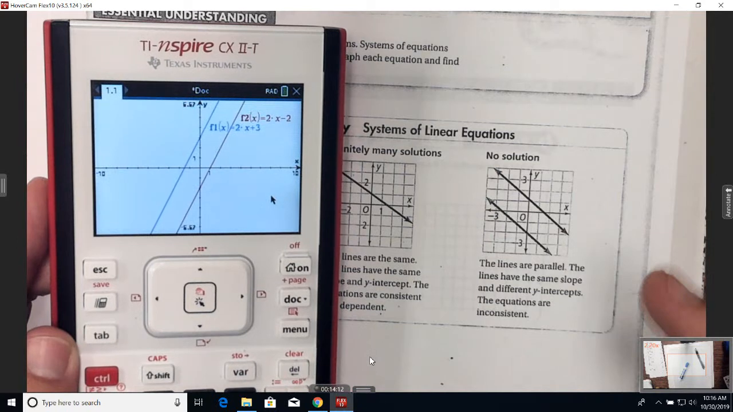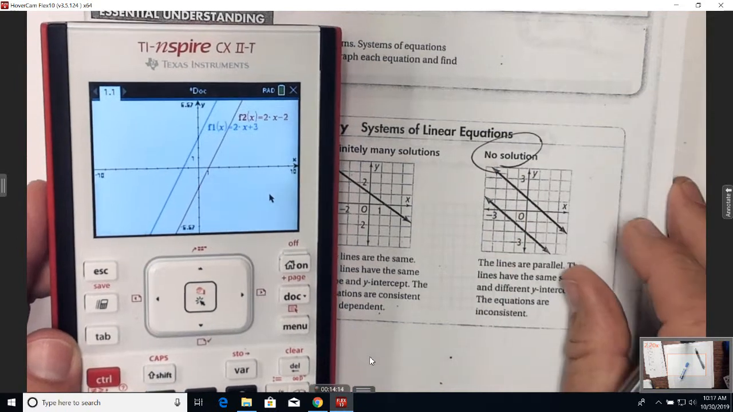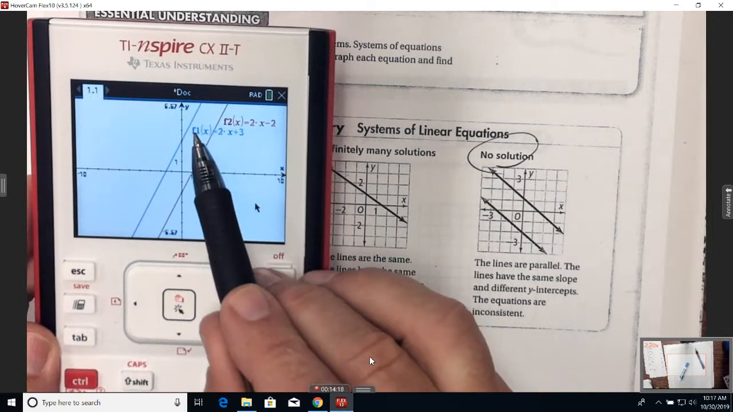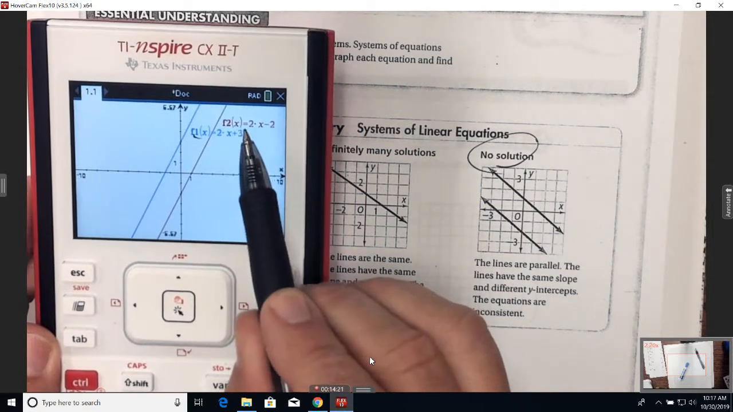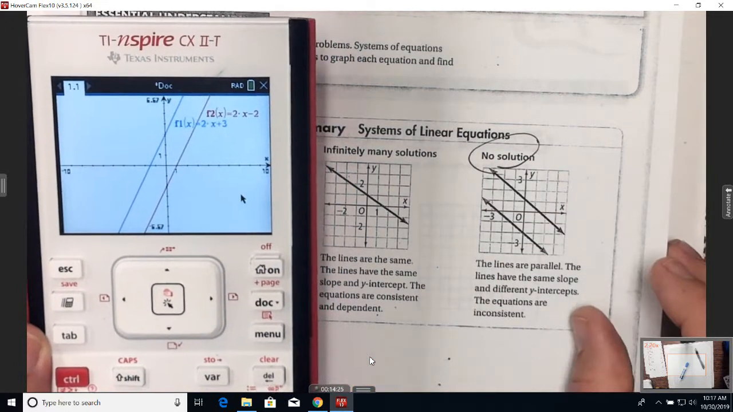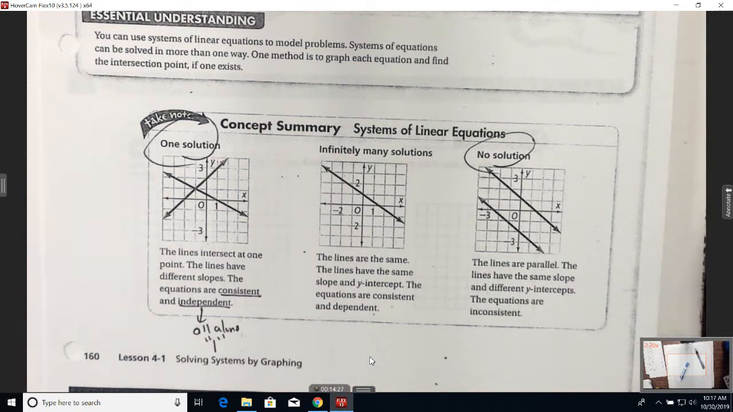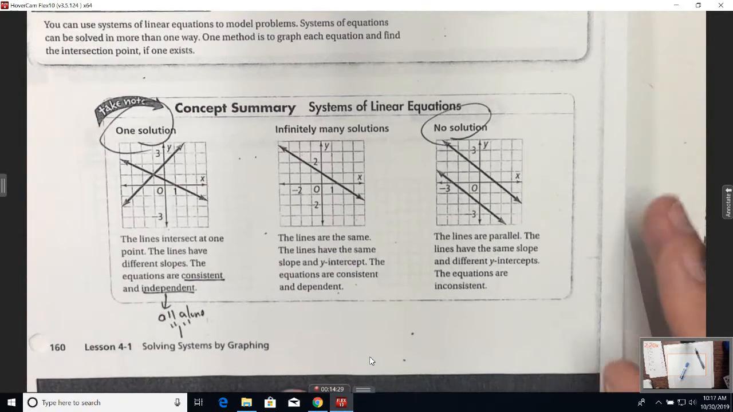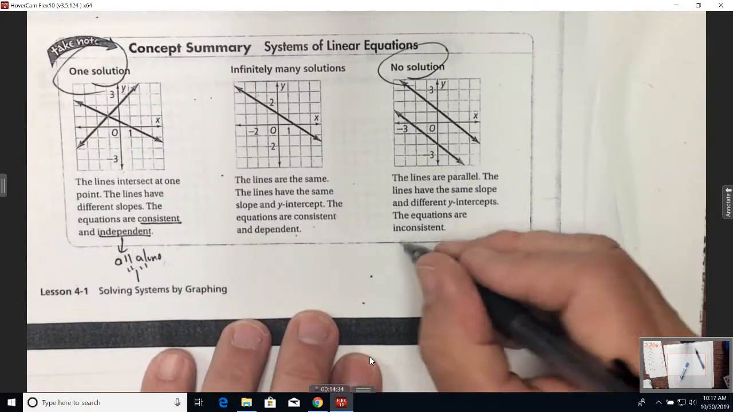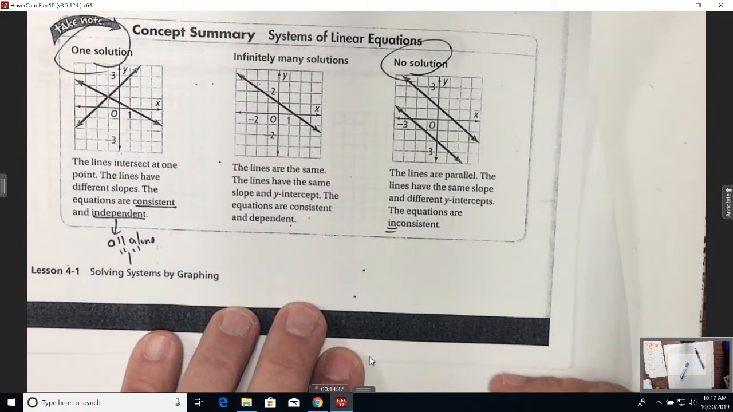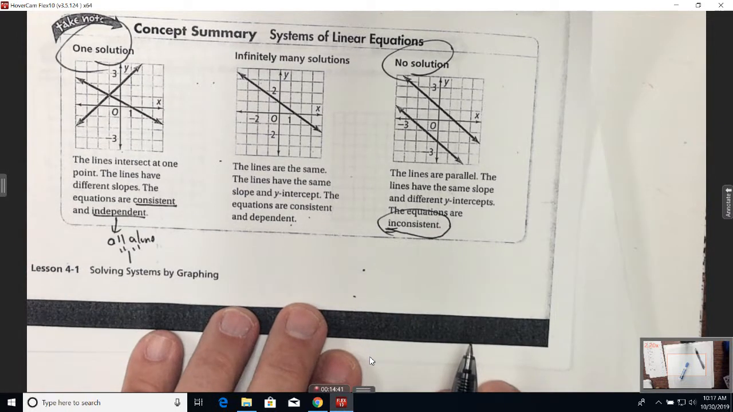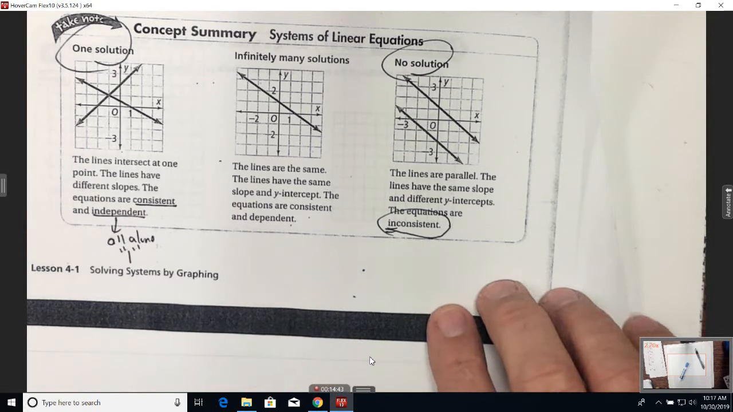Then that means if they never cross, there's never a point that makes the first equation true. There's never a point that makes this blue equation true and this red equation true. They're not going to share a point. That means no solutions. And there's a word for that. If there's no solutions, they are not consistent. The prefix "in" means not. So this is called an inconsistent system. You got it? Now watch this.